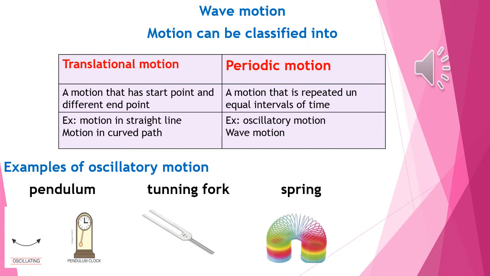Examples of oscillatory motion: pendulum, tuning fork, spring, or yo-yo, or vibrating string, violin strings, and so on.